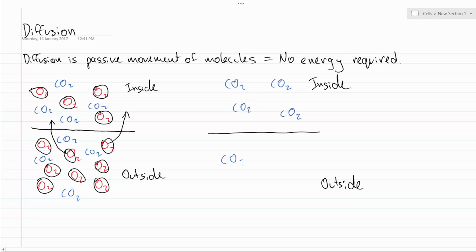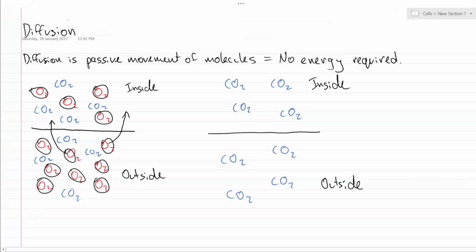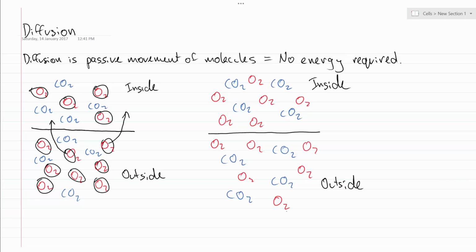So if I draw in our 4 carbon dioxides, remember carbon dioxide had 4 on the outside, 4 on the inside, so they're relatively happy. We're not going to see much diffusion happen, if any at all. Now, we've had our movement of 2 oxygen molecules across our semi-permeable membrane. Oxygen moves straight through the membrane because it's lipid soluble and small. So once our 2 oxygen molecules have moved across our membrane, the 4 on the inside has now become 6 oxygen molecules. The 8 on the outside has now become 6 oxygen molecules.